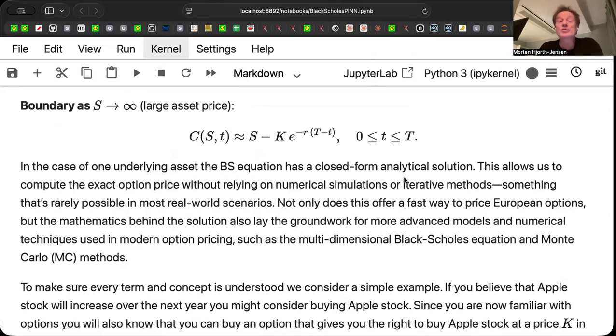And that allows us to compute exact option prices without having to rely on numerical simulations or iterative methods. That is something rarely possible in basically all real-world scenarios. So not only does this offer a fast way to price European options, but the mathematics behind the solution also lays the groundwork for more advanced models and numerical techniques, such as the multidimensional Black-Scholes equation and Monte Carlo methods, which are the more traditional ways by which you would solve the Black-Scholes equation.